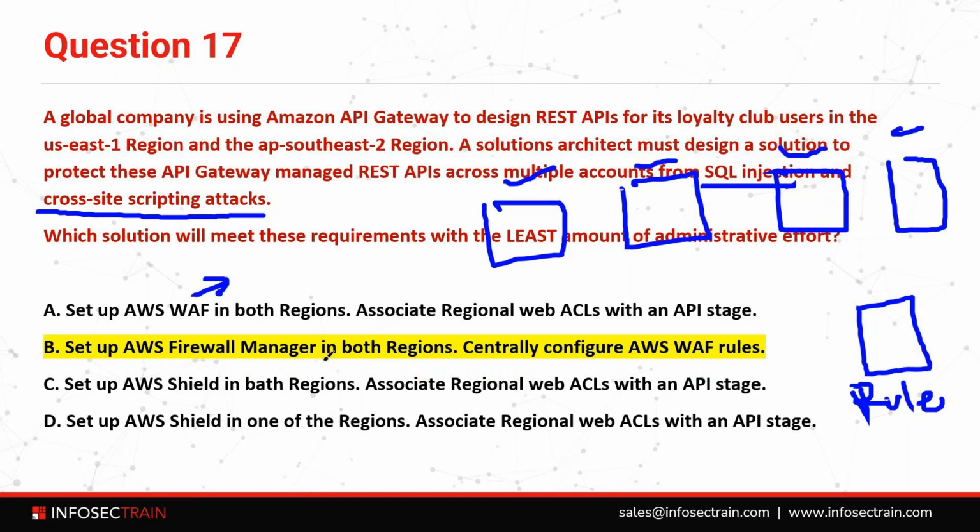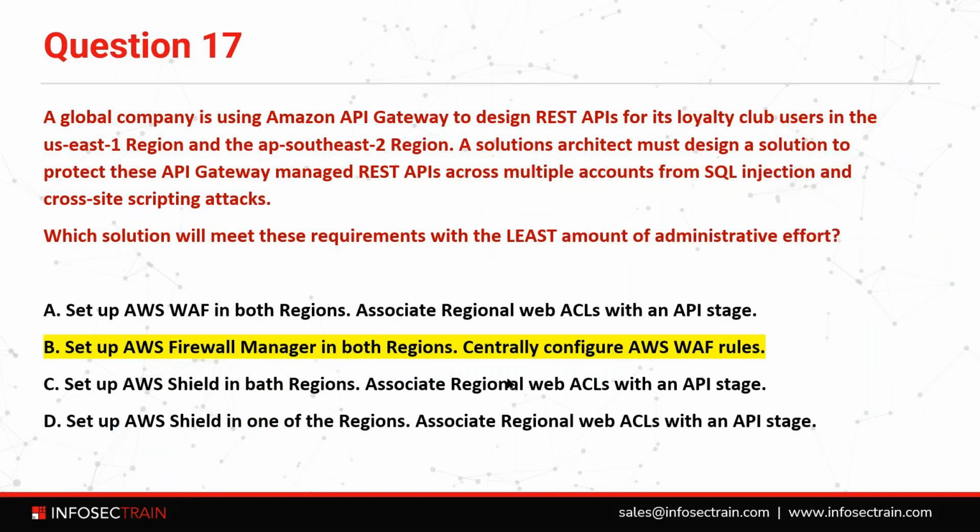Shield is there to protect you from DoS attacks. That's it, nothing else. AWS Shield would not be able to protect you from any other attack. Just keep this in mind. I hope it's crystal clear to you.